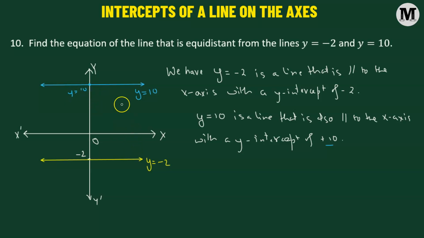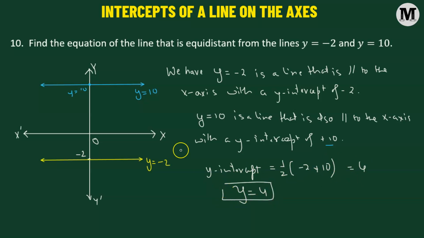Now that we have the two lines, we have to find the line which is equidistant from both lines. It's clear that that line also has to be parallel to the x-axis. Only then can it be equidistant from both lines. To find the y-intercept of the new line, it will equal the average of the intercepts of the other two lines. So we have half times -2 added to 10. 10 minus 2 is 8, 8 divided by 2 is 4. So the equation of the line is going to be y equals 4.